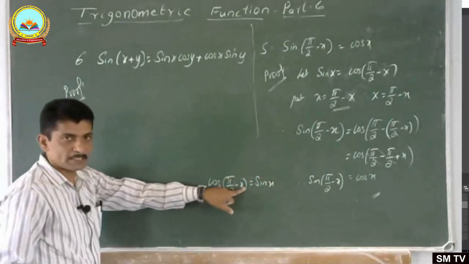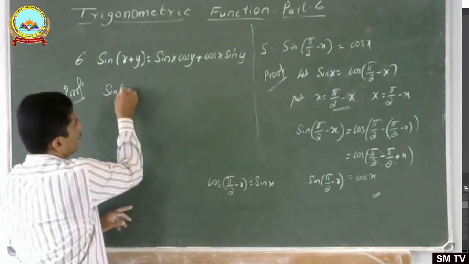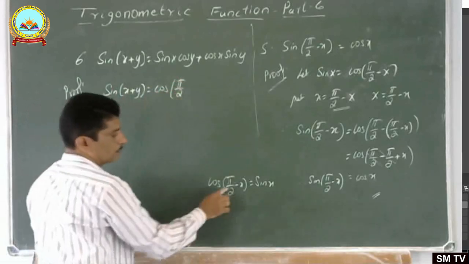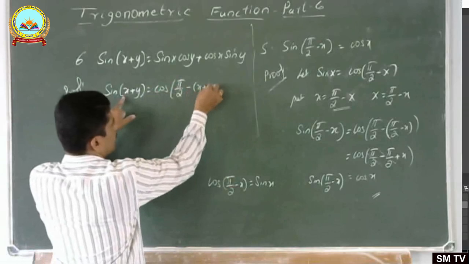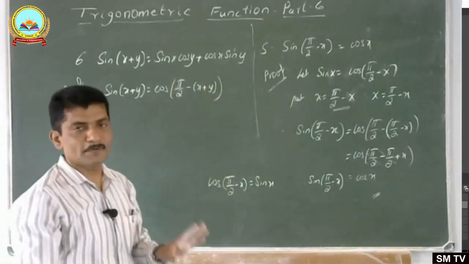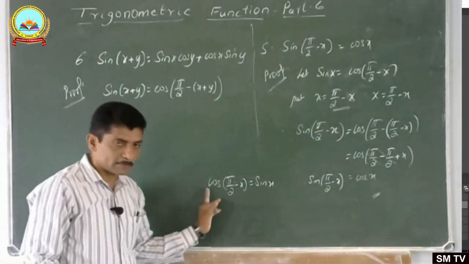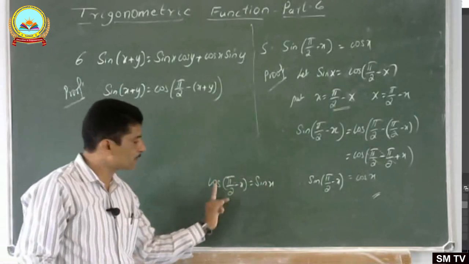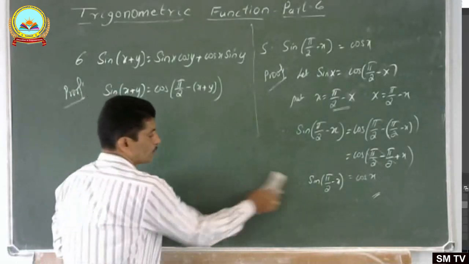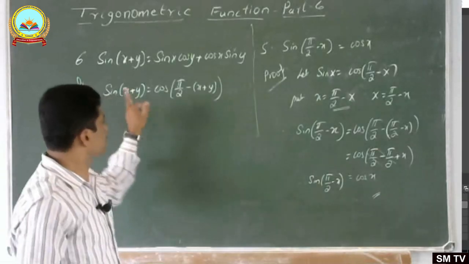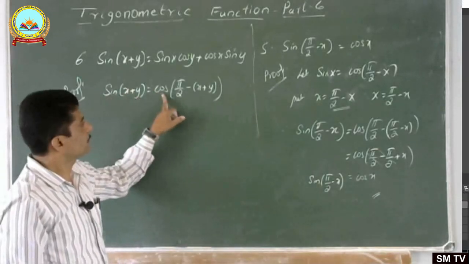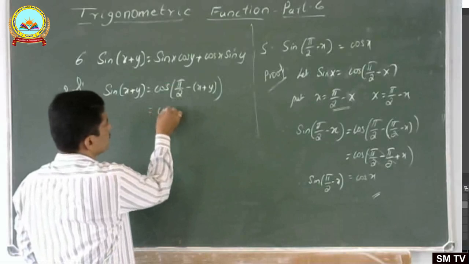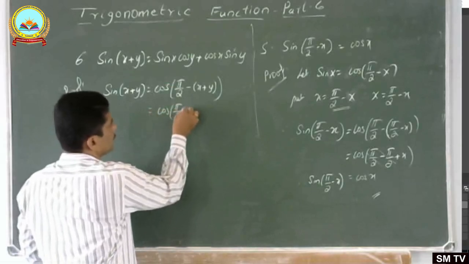With the help of this result, you can say that sin of x plus y can be rewritten as cos of pi by 2 minus x, where x means x plus y, with the help of the fourth result. The fourth result, cos of pi by 2 minus x is sin x. It means sin x can be written as cos of pi by 2 minus x. Here x is replaced by x plus y. Sin of x plus y can be written as cos of pi by 2 minus (x plus y).